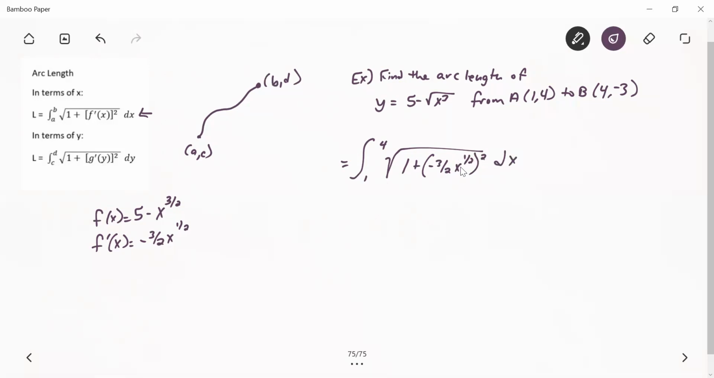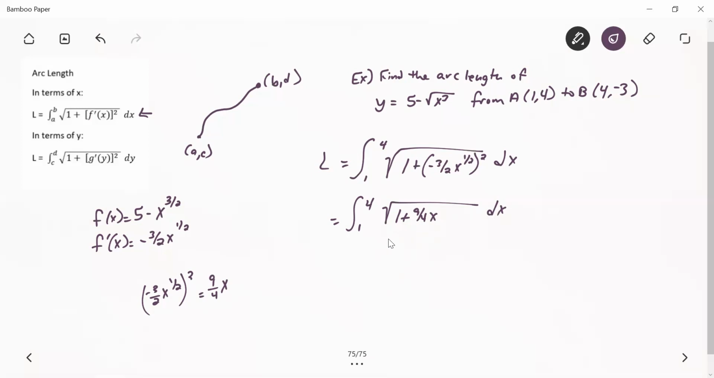dx. So you're not going to have a negative under the integral here. So our length here is going to be from 1 up to 4. Now I need to do -3/2 x to the 1/2 quantity squared. Well, that's going to give me a positive 9/4 x. Okay, so this is going to give me the square root of 1 plus 9/4 x dx.